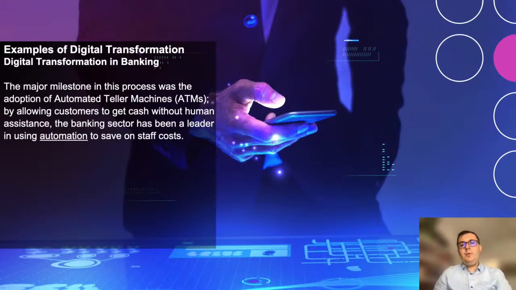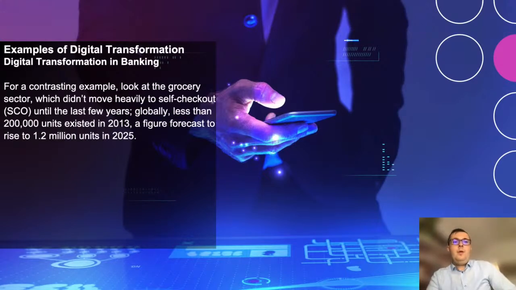So this can be done without human assistance, which is very important in the process of digital transformation of the banking sector. And this has been a leader in using automation to save on staff costs. For a contrasting example, we can look at the grocery sector, which didn't move heavily to self-checkout until the last few years. So we only have self-checkout machines, only dating from a few years back. Globally, less than 200,000 units existed in 2013, which is expected to rise to 1.2 million units in 2025.